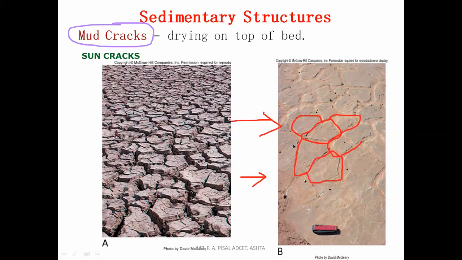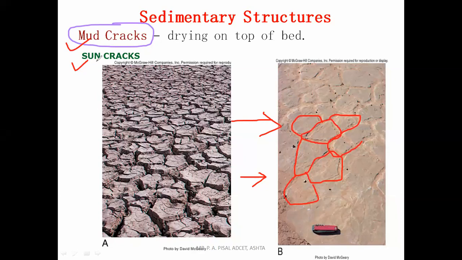Now, why is it considered a mud crack and why is it considered a sun crack? Because of the small size of particles, mud, and because of the heat of the sun. Yes, exactly correct.